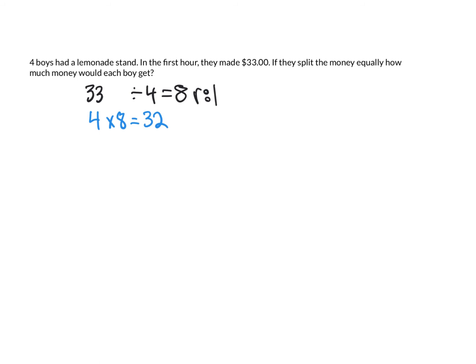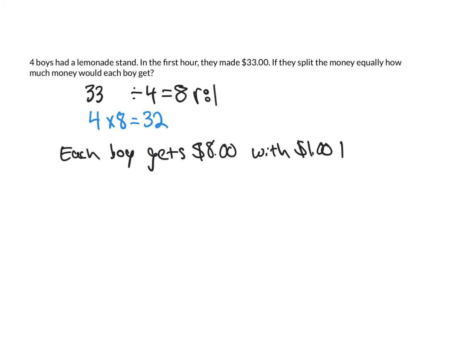So right now, each boy gets $8, and there is $1 left over. Now, technically, it's not wrong to write those words exactly like I said. Each boy gets $8 with $1 left over. Now, like I said, that's not wrong. But I feel like in the real world, if this were you and 3 friends, you would not leave that dollar and just give it away or throw it away or whatever else.